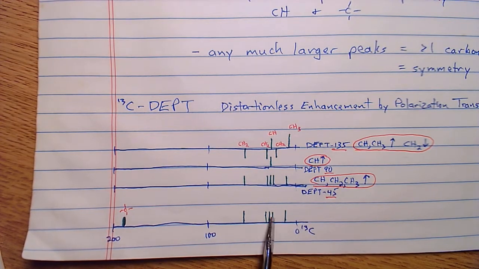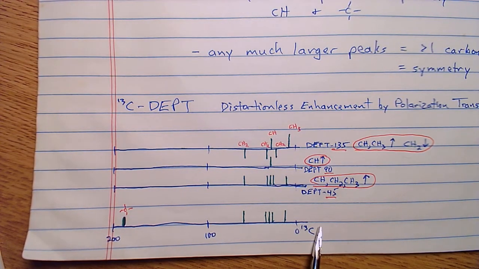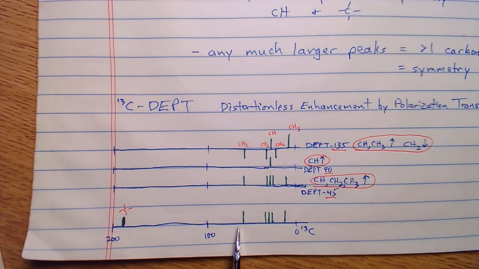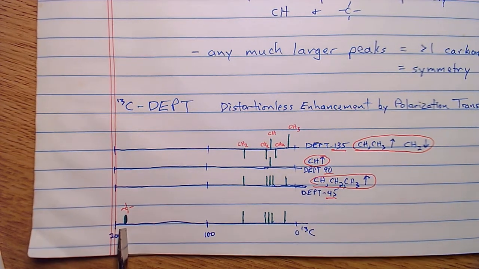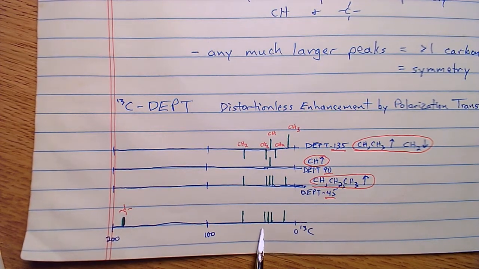And so if we look down here, I've just drawn what would be our normal carbon-13 broadband spectrum. Let's say we had 1, 2, 3, 4, 5, 6 peaks in there. And this is our normal carbon-13. What could we say about my molecule here just by looking at this carbon-13 NMR?